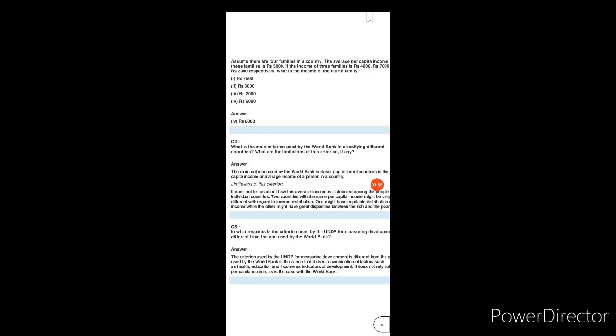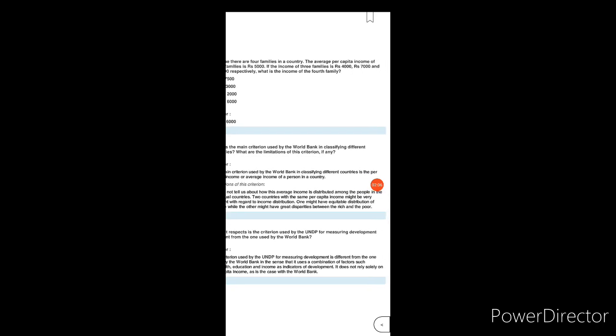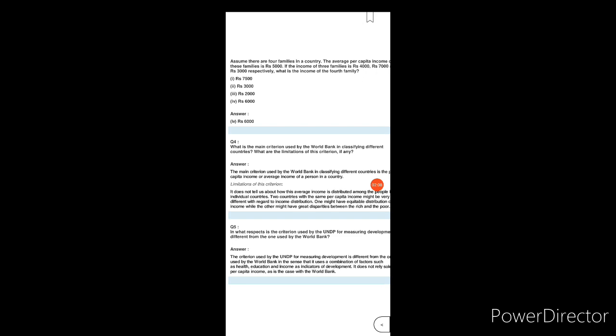Limitation of this criterion: it does not tell us about how this average income is distributed among the people in the individual countries. Two countries with the same per capita income might be very different with regard to income distribution. One might have equitable distribution of income, while the other might have great disparities between the rich and the poor.